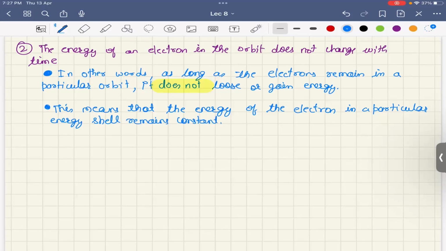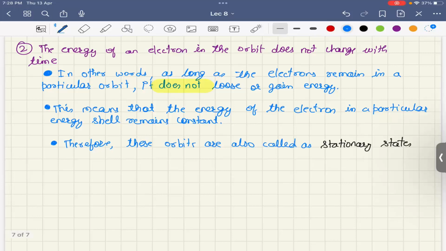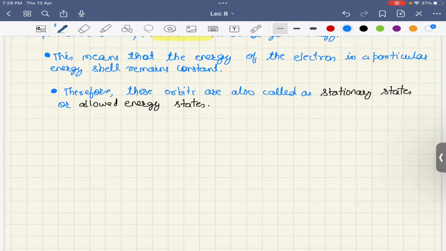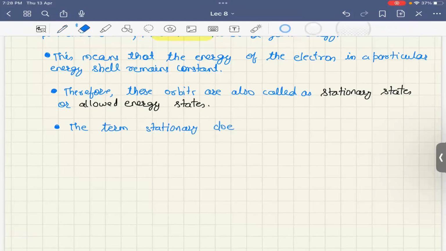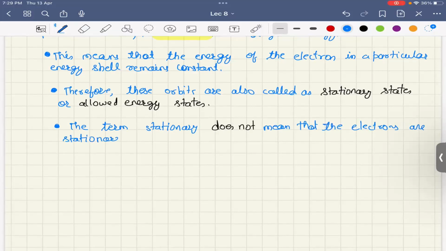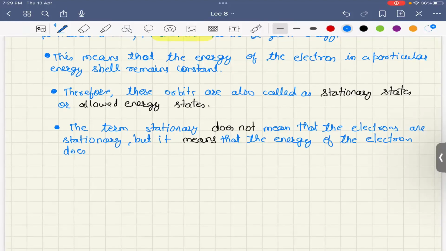Okay? So this is important. Hence, what we say is that these orbits are also called stationary states or allowed energy states, right? The point to be noted here is that the term stationary does not mean that the electrons are stationary, but it means that the energy of the electron does not change with time, right? This accounts for the stability of the atom.